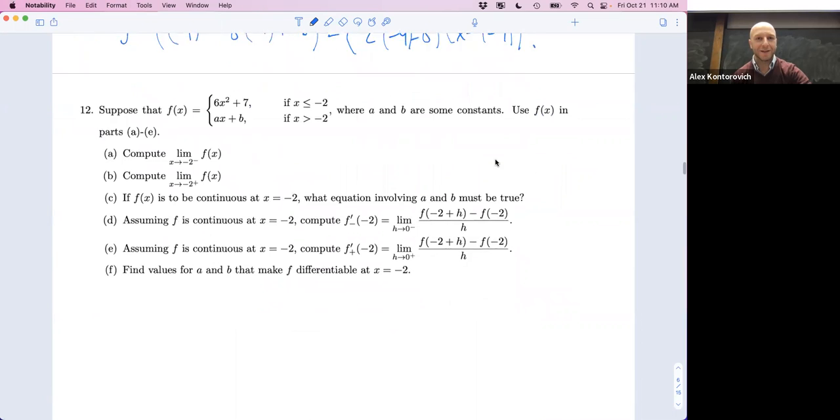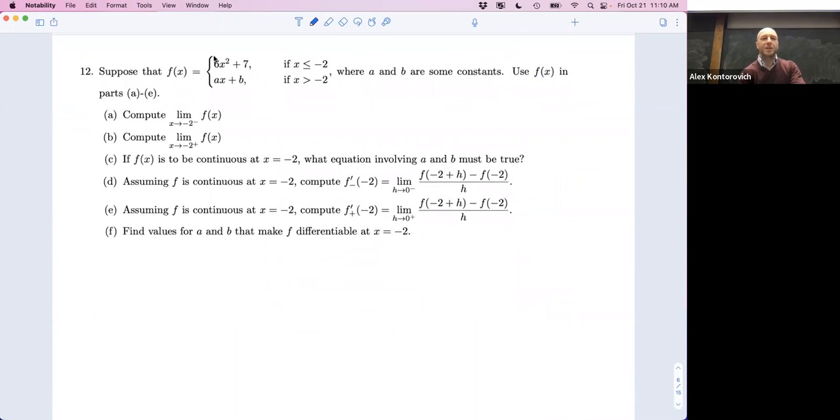Oh my God, this isn't bad. Okay, suppose that f is equal to this thing. So I have some parabola when x is at negative 2. Negative 2 is some breakpoint. I have a parabola, I don't know what it's doing, something like that. And then it's some line. I'm guessing we're going to want the line to match up with the parabola, but let's see.